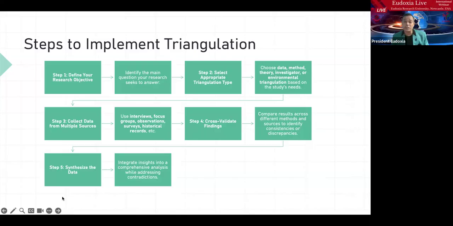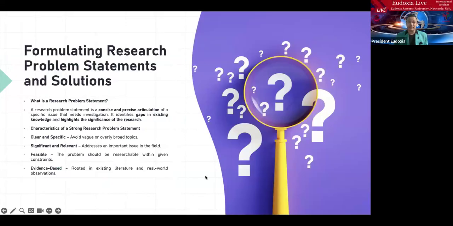Then go with cross validating. So use interviews, focus groups, like that, cross validating the findings, then compare the results. And finally in step five, synthesize the data and go for interpretation. So finally we are getting triangulation. Now finally we are coming to the research problem.